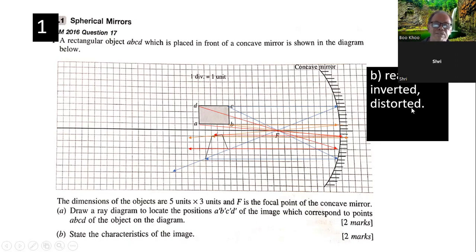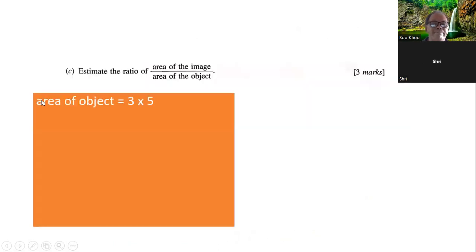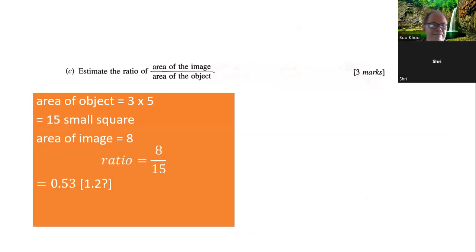Then after that, count the number of squares. Mine is a different answer because I also get different from the book. Area is 3 times 5. That's the number of small squares. The object is 15 small squares. Image is 8 and 8. As long as you show the answer, they will give you some marks. They may not give you the full mark.